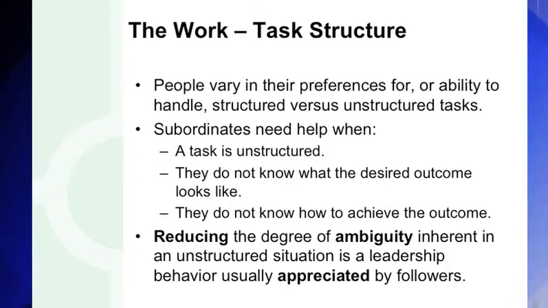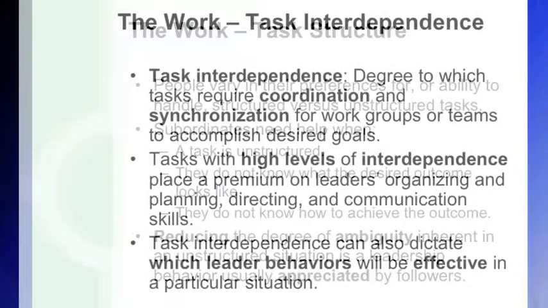We're not necessarily here in this situation talking about job descriptions for people, though certainly job descriptions can include these. I think this book is referencing more tasks that are structured or unstructured, that are set in order to, with an agreement on how a particular activity is going to get done. People vary in their preferences for or ability to handle structured versus unstructured tasks. And so the more structure we can put to reducing the ambiguity inherent in structured and unstructured situations, the better it will be. The task interdependence is talked about also in the book.